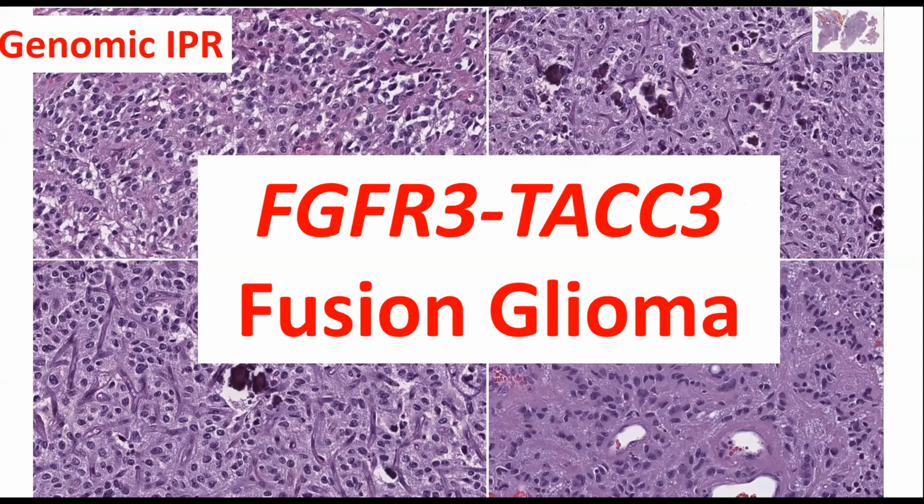And then finally, the bottom right panel, these are perivascular pseudo-rosettes. Now that's ependymoma and several other tumors as well. Once you see these perivascular pseudo-rosettes, that is in no way an oligodendroglioma feature. That should give you pause.